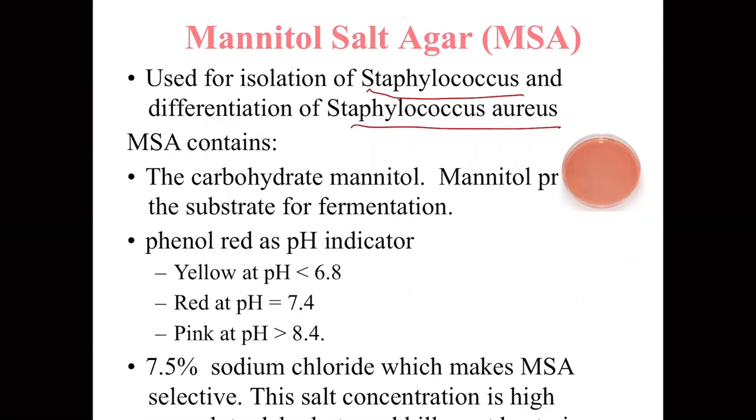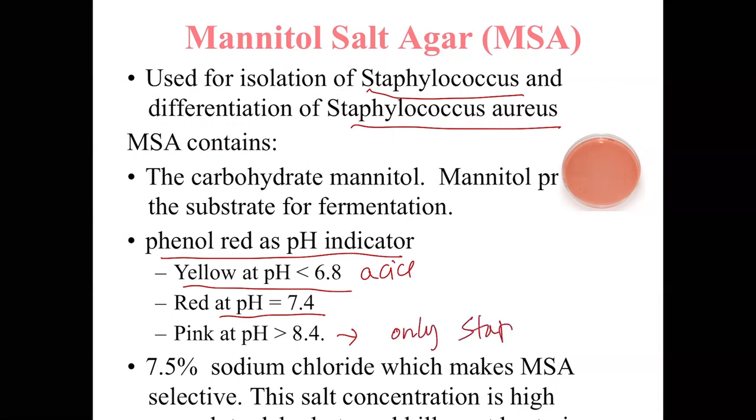Okay, so this is kind of a repeat, right? So it contains the carbohydrate mannitol. So mannitol is the substrate. Okay, it has phenol red, so it's going to be yellow when it's acidic. Okay, it's red when the pH is neutral, and it will turn pink if it becomes basic. So 7.5% sodium chloride is what makes this media selective. So the salt concentration is high enough that only staphylococci will grow on it.